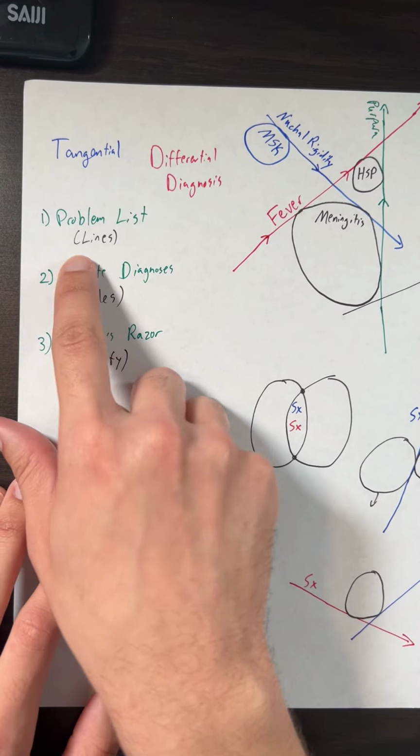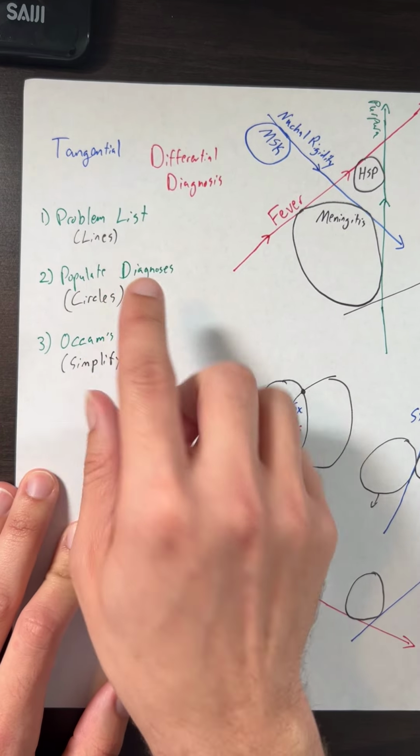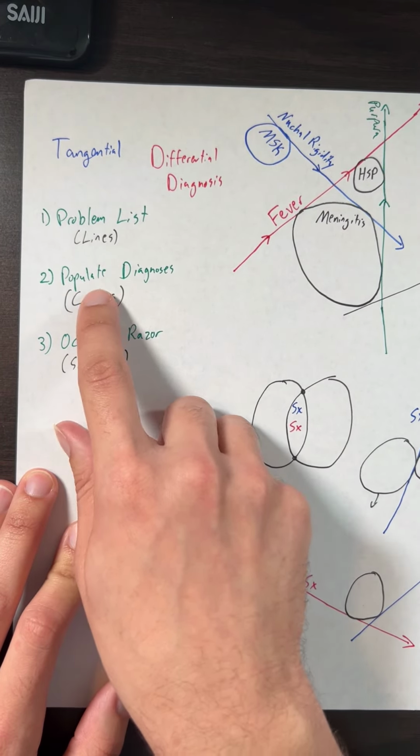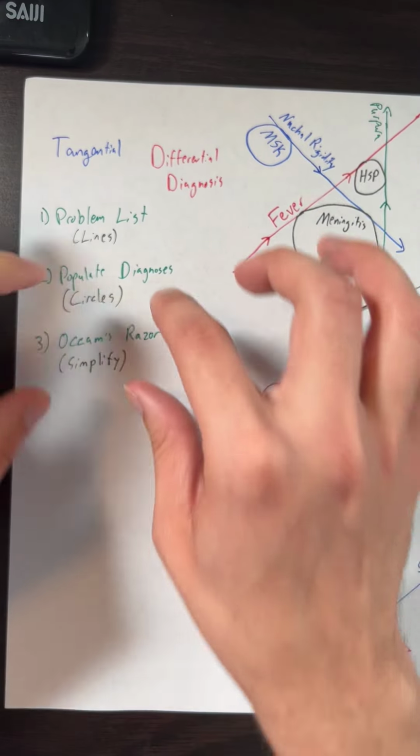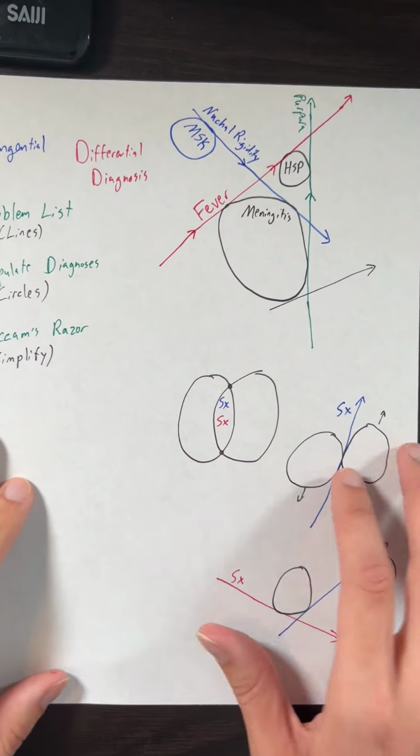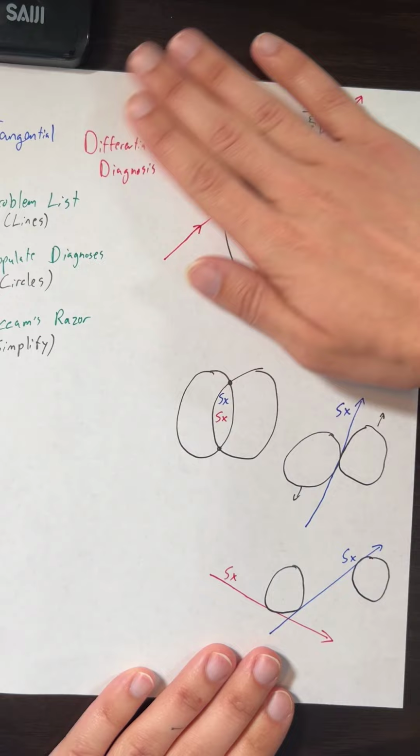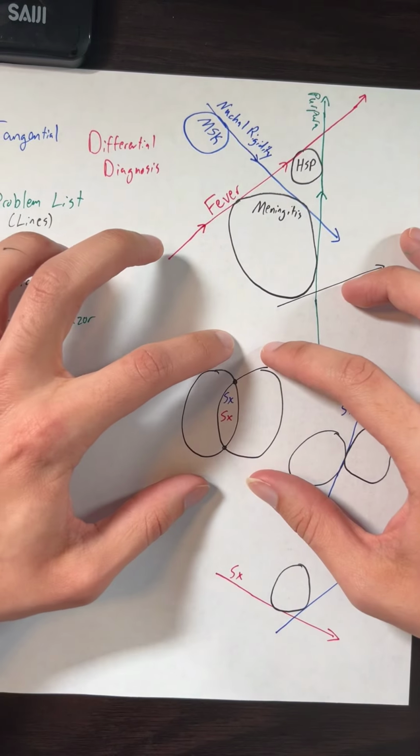So the first thing that I'd like to do is I make a problem list, which are these lines, okay, and then I try to populate the diagnoses with these circles, and then I use Occam's razor to try to simplify that. Okay, just forget about this for 1 second, forget about all these things, and just think about a Venn diagram, all right?